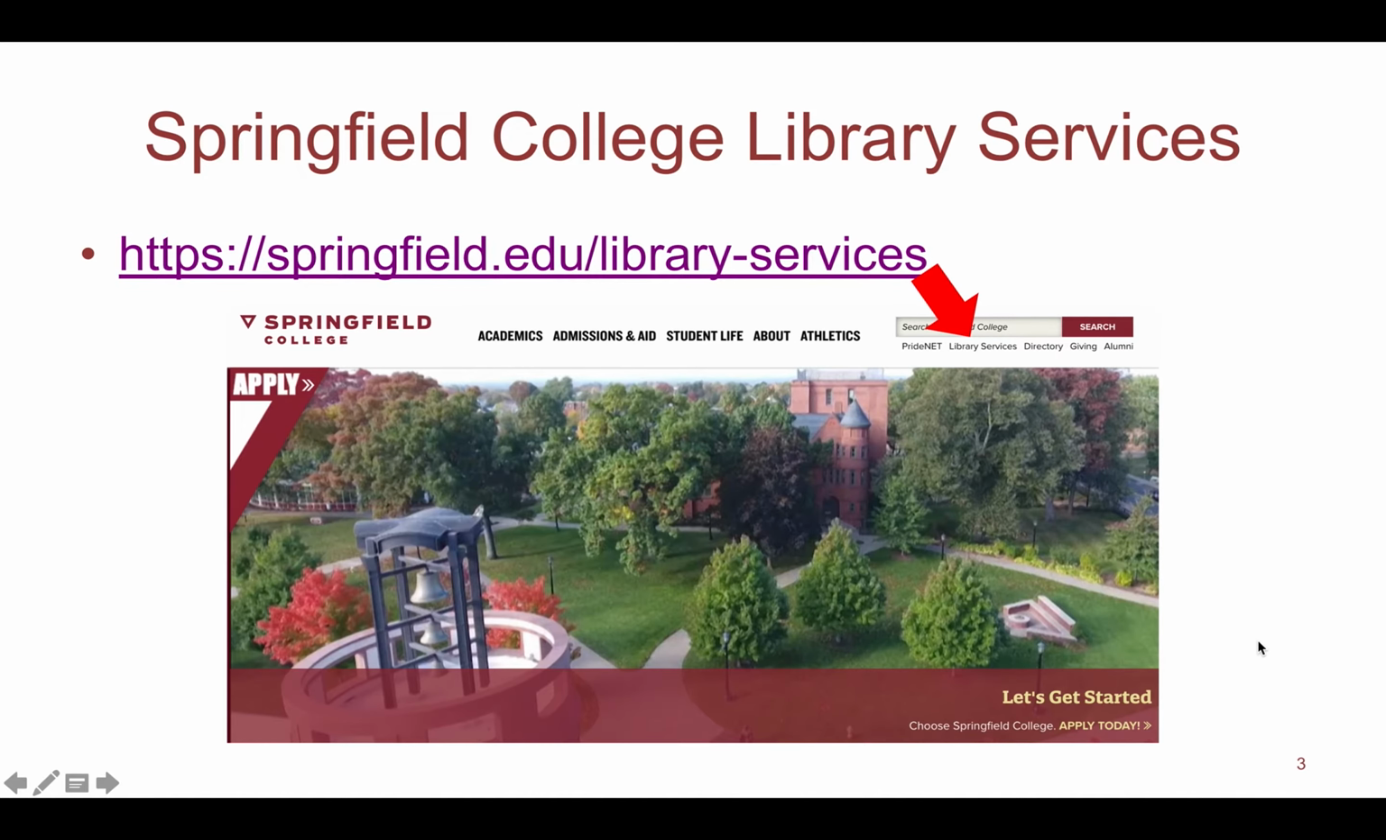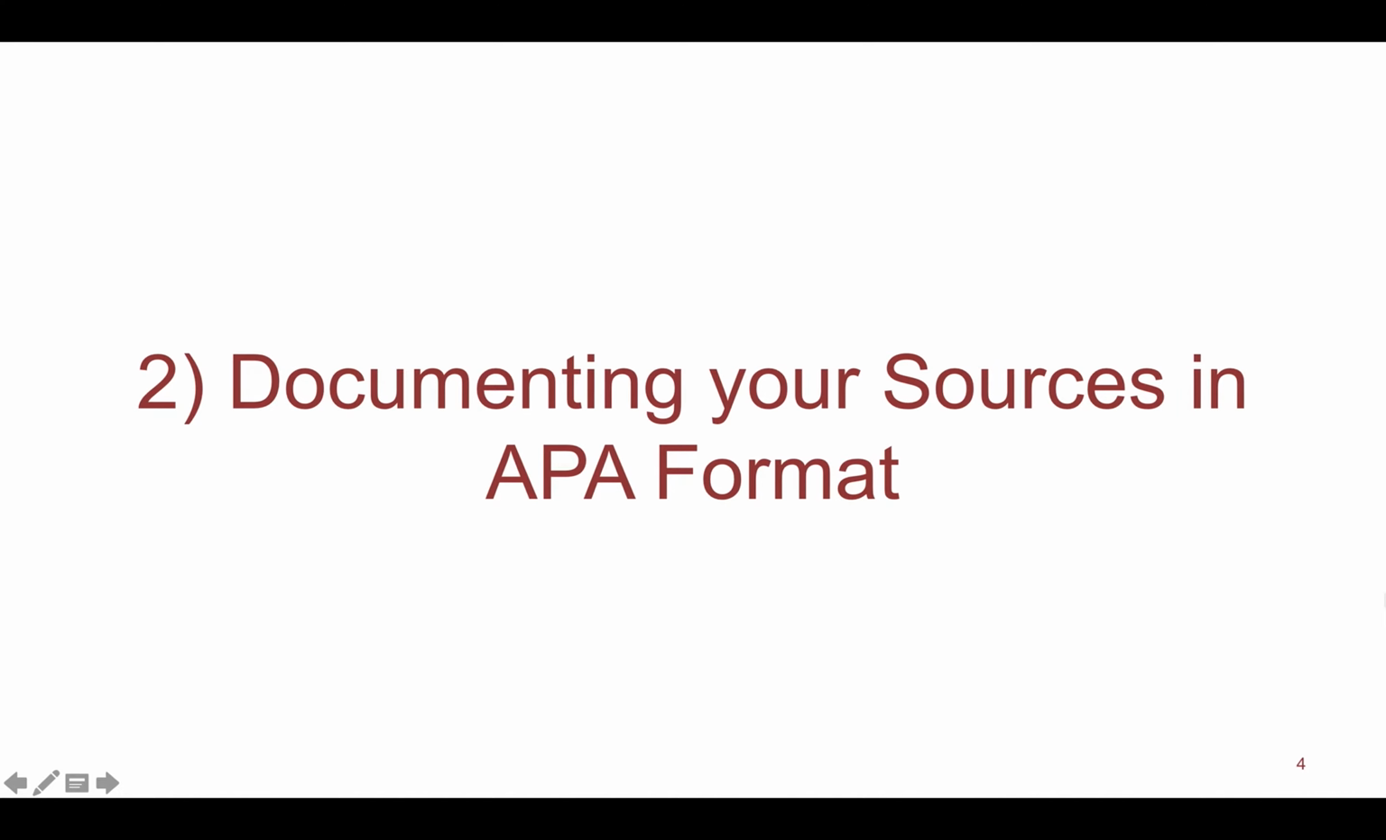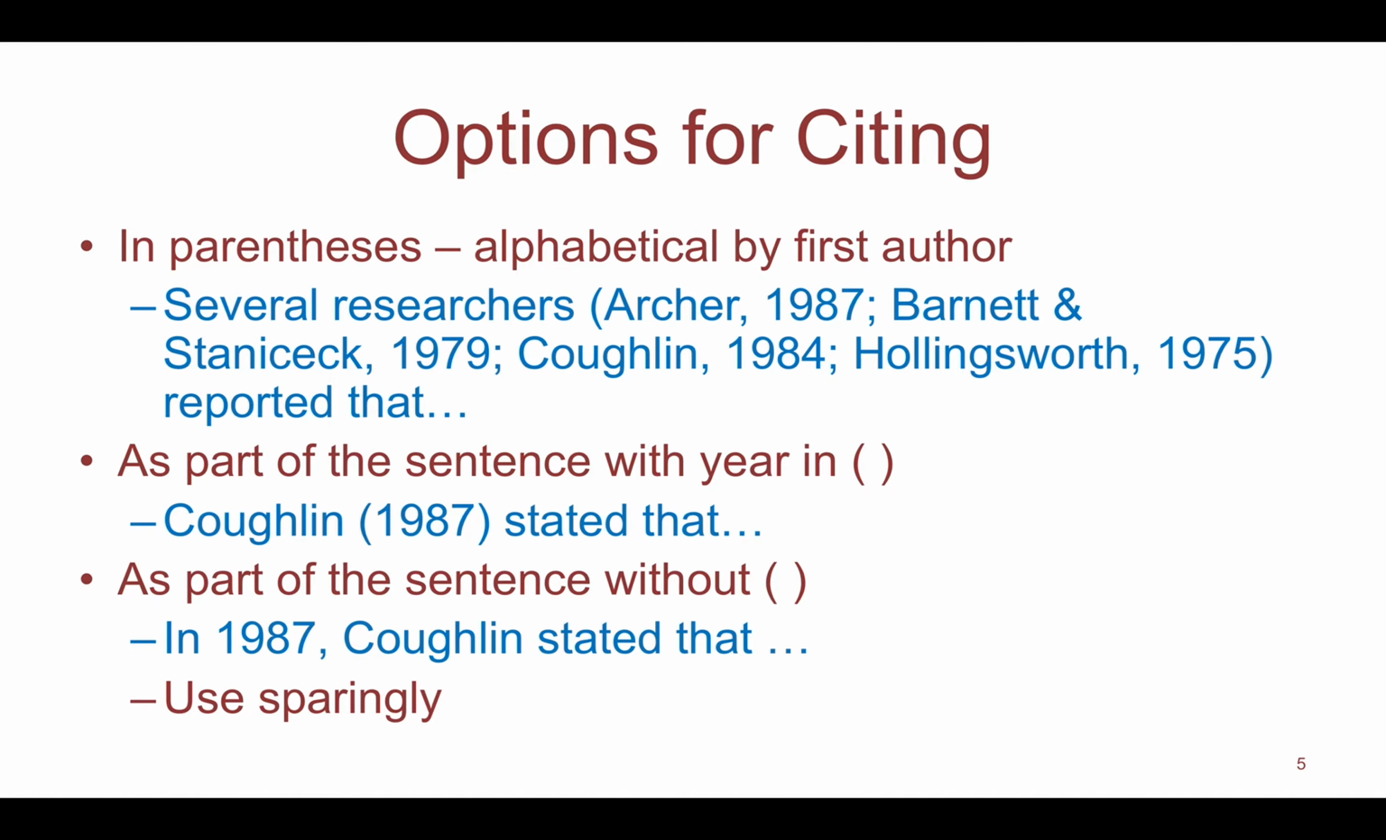Okay, I just wanted to go to the second part of the video, which is how to document your sources in APA format. So you have three options for citing. In the first option, you can put all of the information in parentheses, the authors' names and years, and that could include many sources that you're citing at once. Like in this first example where we have 4 different sources.